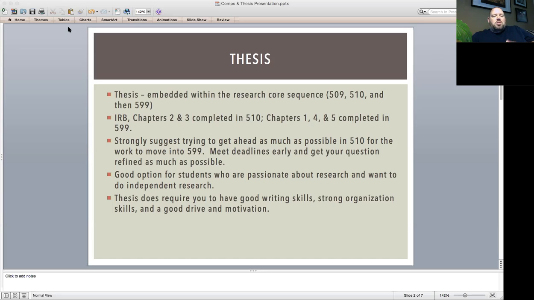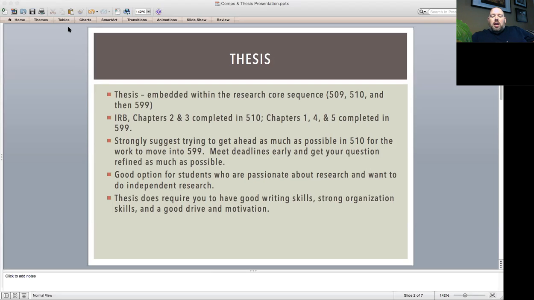If you do that, that's just going to make your life much easier in the spring when it comes time to do your research. And so you have more time to set aside to really focus on your data collection and your data analysis, rather than trying to refine and finish up any necessary revisions that need to happen for chapter 2 in particular.